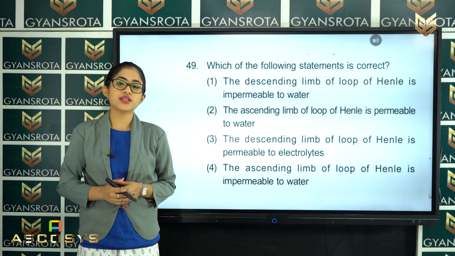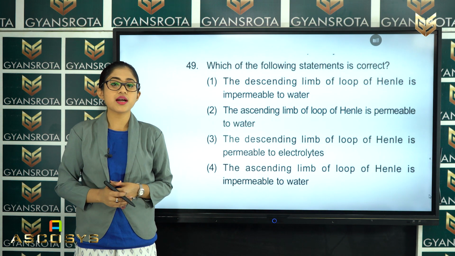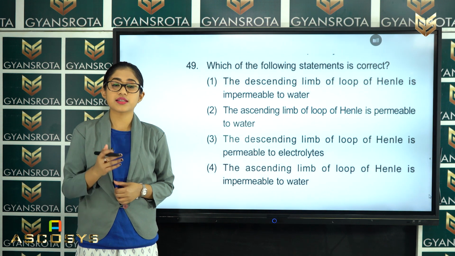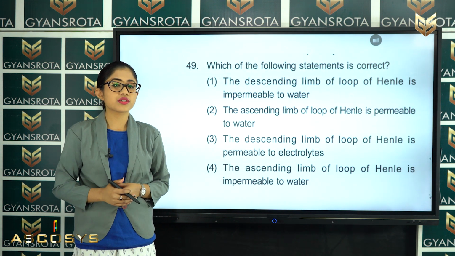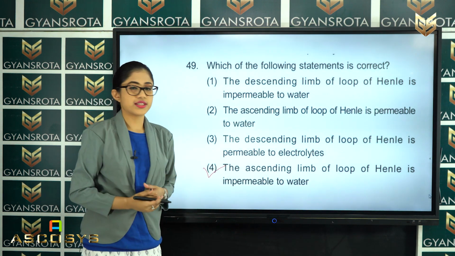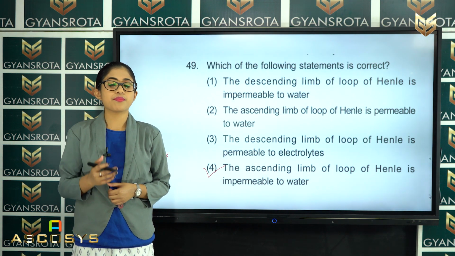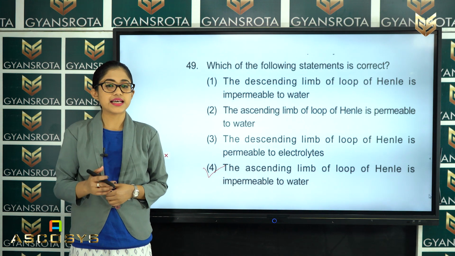This is a very easy question. From which chapter is it? It is from the chapter excretory products and their elimination. We have the structure of the nephron, right? And you know what the correct option of this question is? That is option number 4, which states that the ascending limb of loop of Henle is impermeable to water. Alright? Okay. Now let's see the next question.